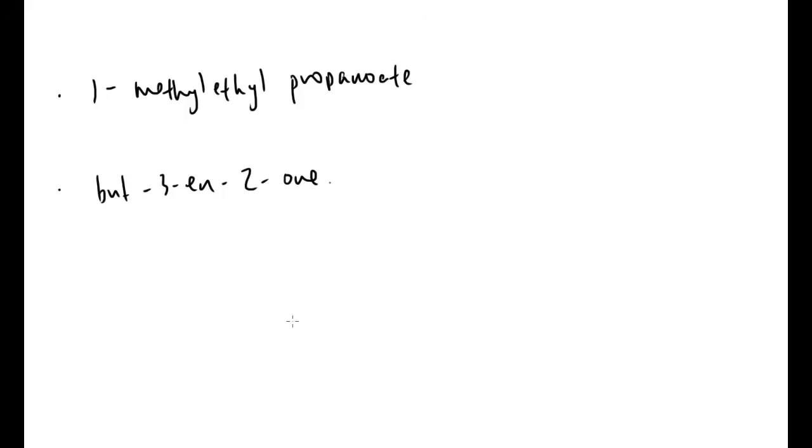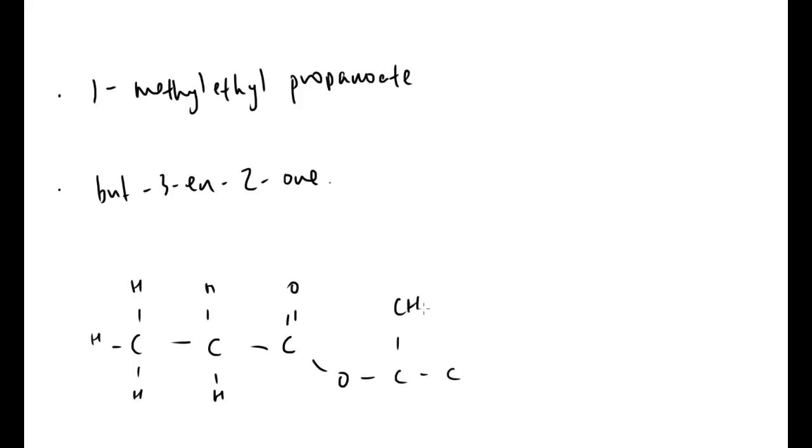Okay, so the first one, 1-methyl ethyl propanoate, also known as isopropyl propanoate, looks something like this. So start with the propanoate part. So propanoate is here, CH3, CH2, going down to the O, then 1-methyl ethyl, so let's put that up there, just like that, lovely. So how many peaks do we have? Well, hopefully you've got an answer, and let's look through this.